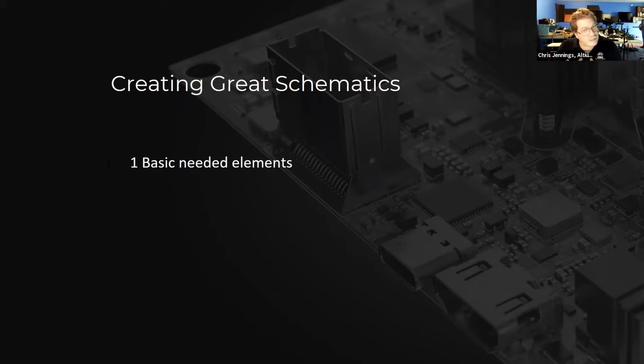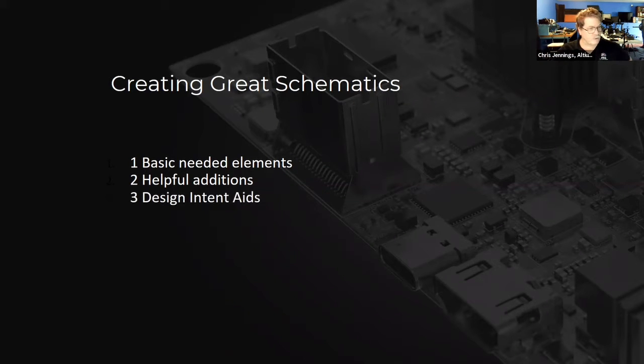But so basically, you need the components and the wires. But you can add so much more. It is just so much better if you have the rest. Again, we talked about adding nets. We talked about net labels, I should say. We talked about additional things that can help. For example, the notes. Those are what I would call design intent aids.